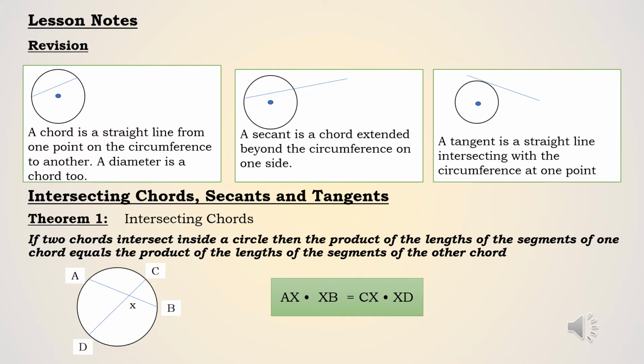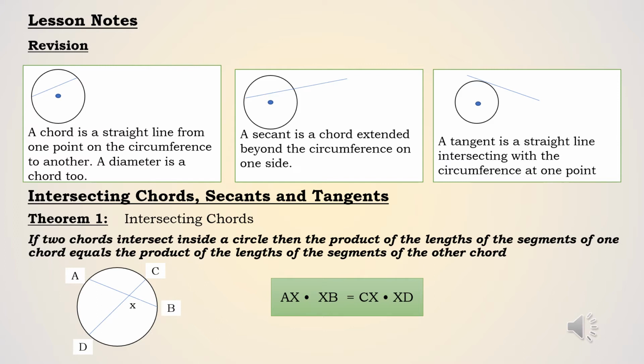Now let's move on to our notes. Intersecting chords, secants, and tangents. Theorem 1 is on intersecting chords. And the theorem states that if two chords intersect inside a circle, then the product of the lengths of the segments of one chord equals the product of the lengths of the segments of the other chord.